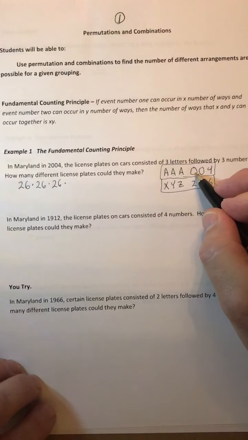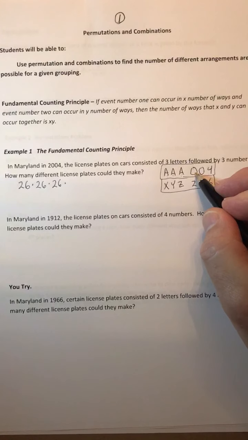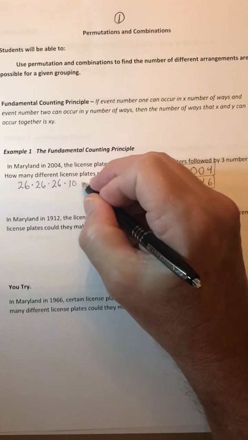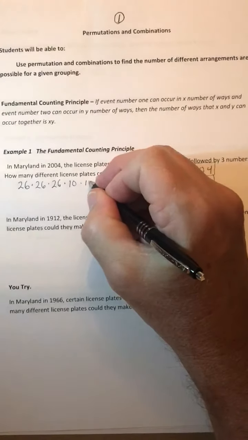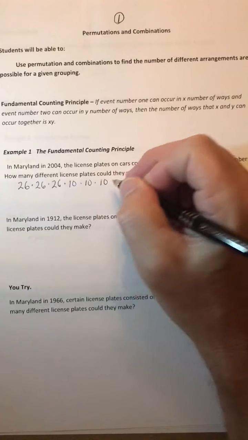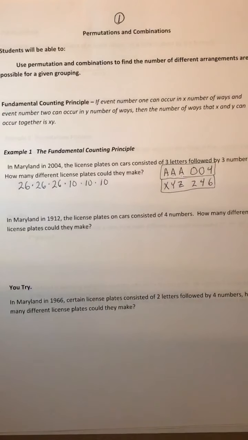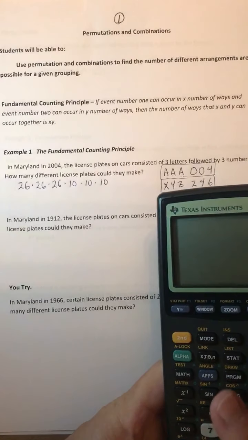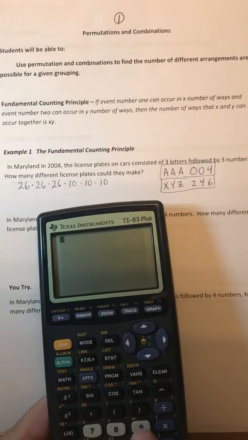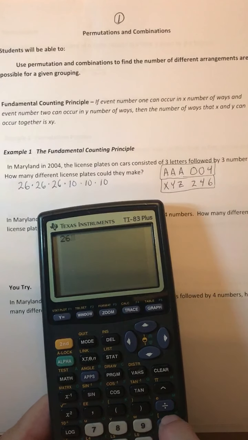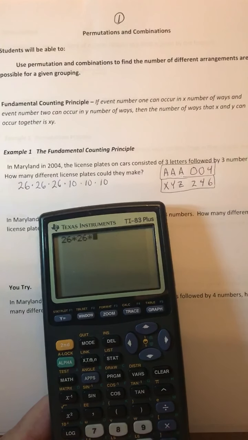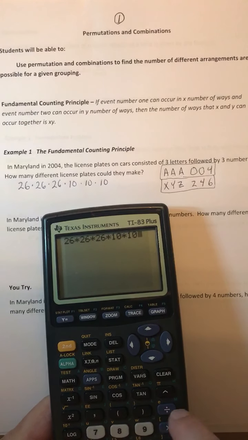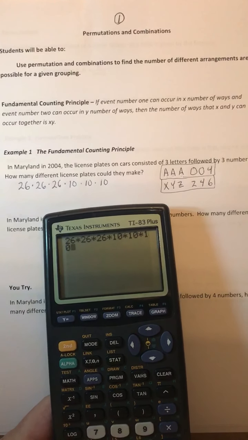And then the next one's a number. Now we have the numbers 0, 1, 2, 3, 4, 5, 6, 7, 8, 9, so that gives us 10 different choices there. And the next one's a number, so 10, and the next one's a number, and 10. So all we have to do is multiply all these numbers together, and that is how many different license plates they could actually make. So we got 26 times 26 times 26 times 10 times 10 times 10, and then enter.